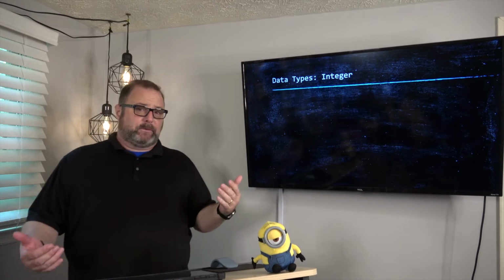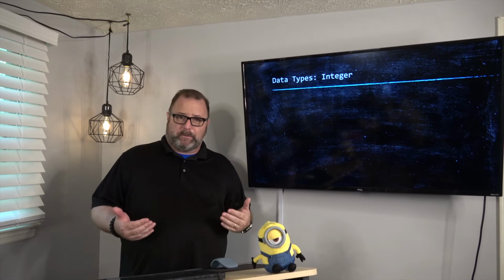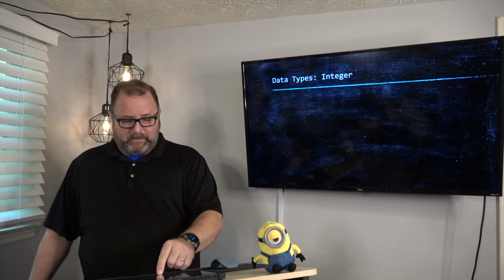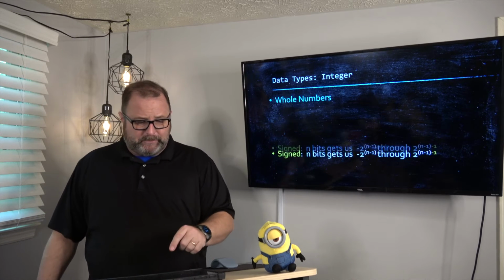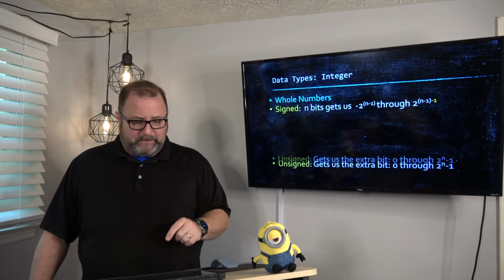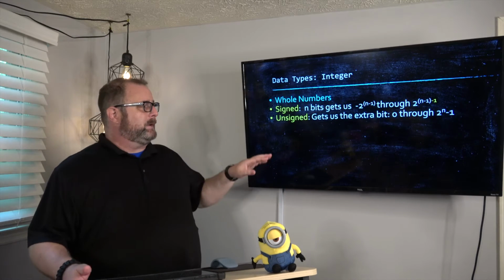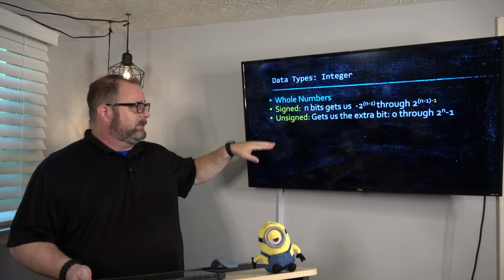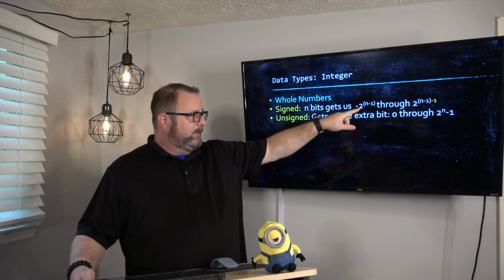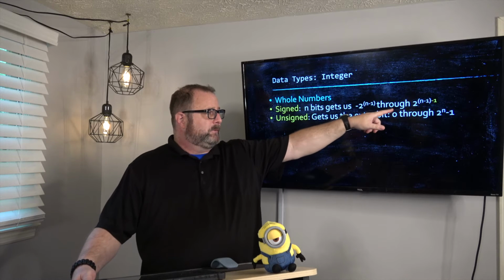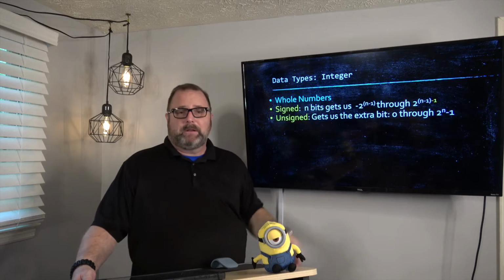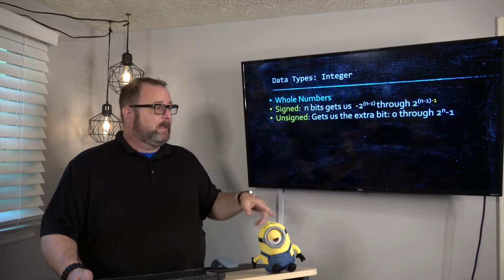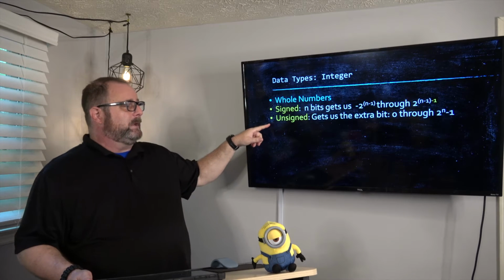Now let's talk about integers. Integers are whole numbers. There's no fractional part to an integer, it's a whole number. All right? And basically these whole numbers can either be signed or unsigned. Now, I'm not going to drive too far into the weeds. I am going to show you that if it's a signed integer, you get from -2 to the n minus 1 through 2 to the n minus 1 minus 1, because one of the bits has to be used for the sign.